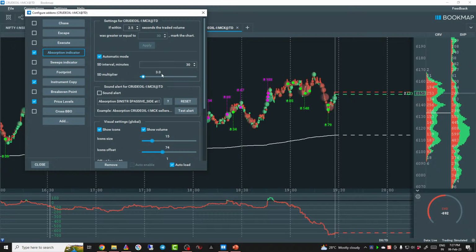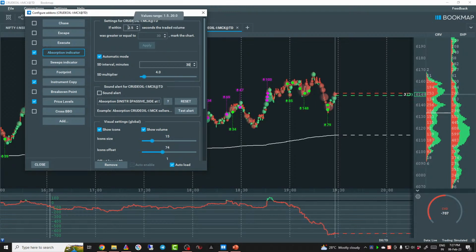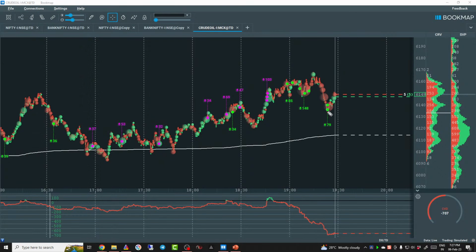You can change and adjust this particular setting according to the visual factor of the absorption indicator. So 4 looks to be fine for me, so I am keeping it at 30 minutes, automatic mode. At the present moment, it is considering a volume of 30. So wherever the volume exceeds 30 orders, 30 quantities, within 2.5 seconds, that will be considered an absorption, which we are seeing at the present moment. Here is where we are seeing an absorption in the crude oil.